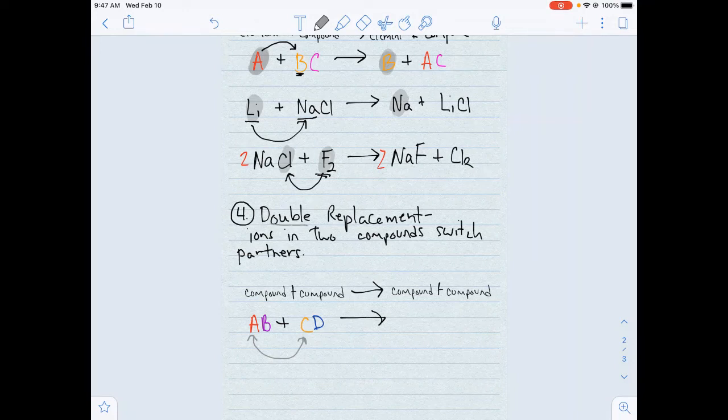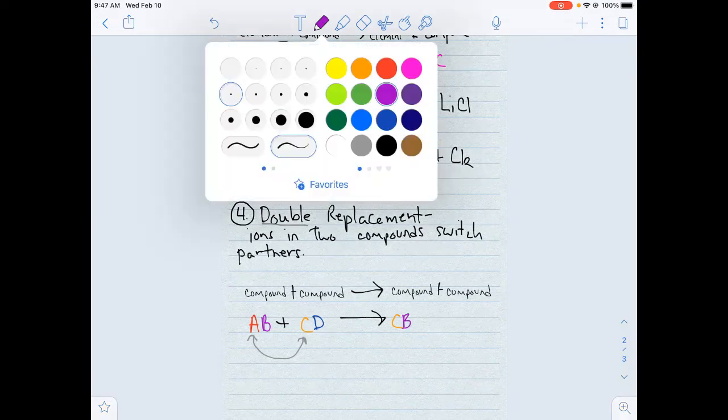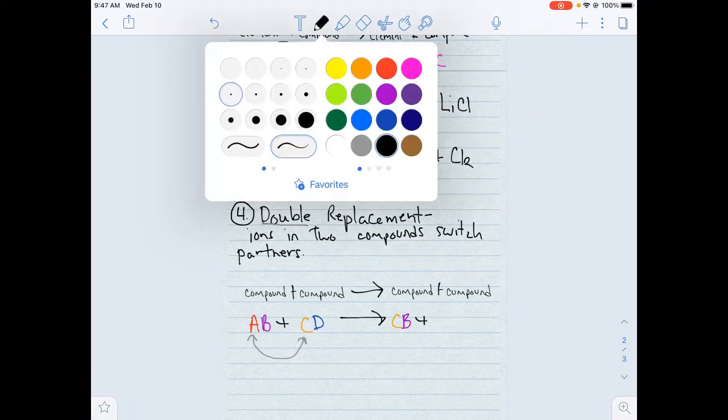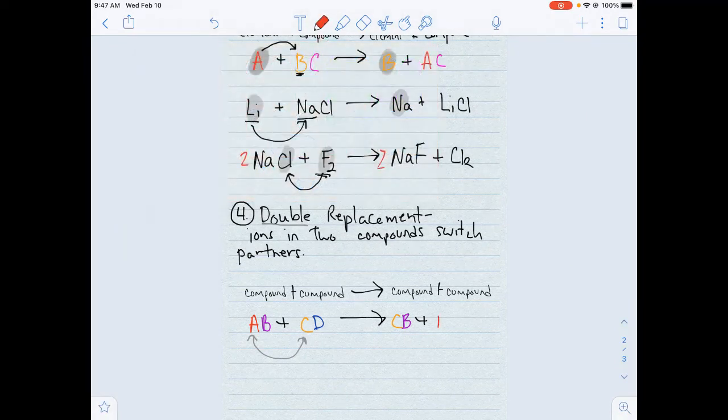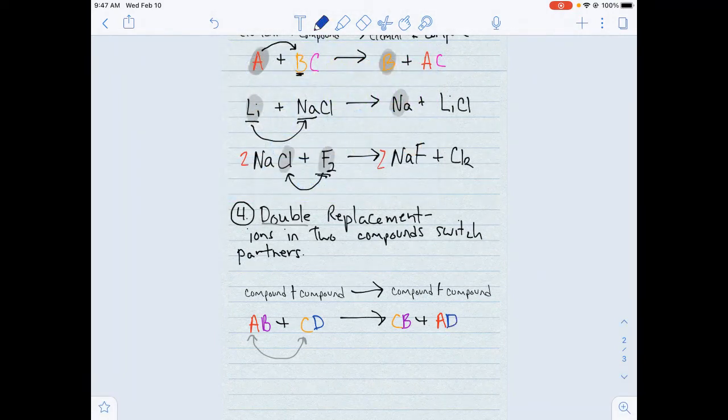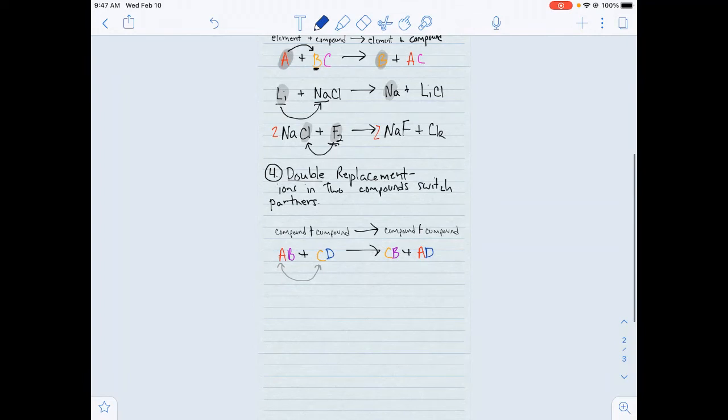But you have doubles on both sides, you have partners on both sides, you have two compounds on both sides, and so what you end up getting, the C now ends up going with the nonmetal B, because it switched with the A, and then the A ends up going with the D. So they're switching partners, double replacement, the wife swap. All right, and so you're switching those partners there, you're recombining with those things.